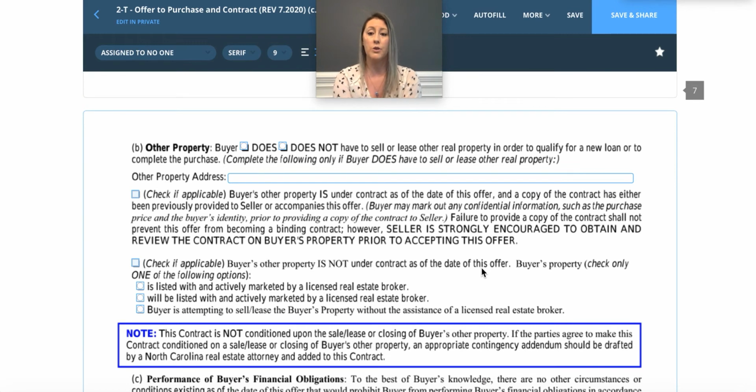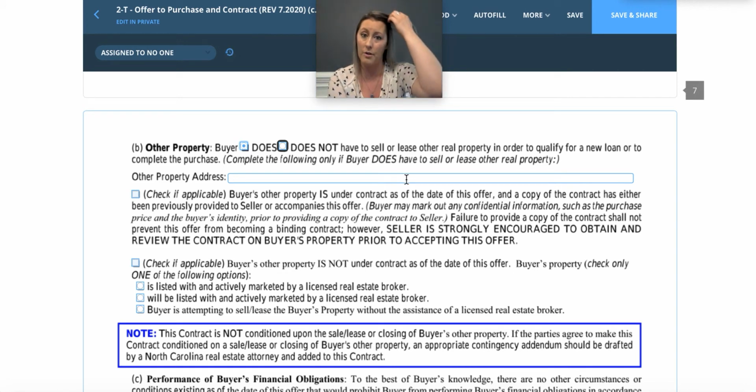Other property. This is new on the revised version. They added some other stuff in here. So other property: the buyer does or does not have to sell or lease their other property in order to buy this one. We'll just say that they do. They need to sell their other property. So that makes this offer a contingent offer.